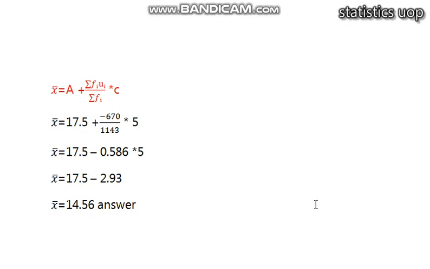Now in the direct method you have to do the big multiplication, whereas in the assumed mean method the calculations are smaller, and in step deviation they are the smallest, and this is the easiest method for finding the mean. So this is the end of the lecture.